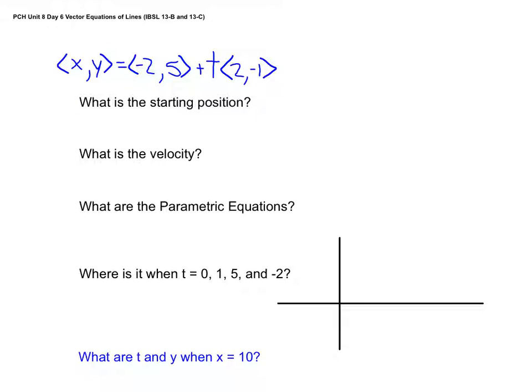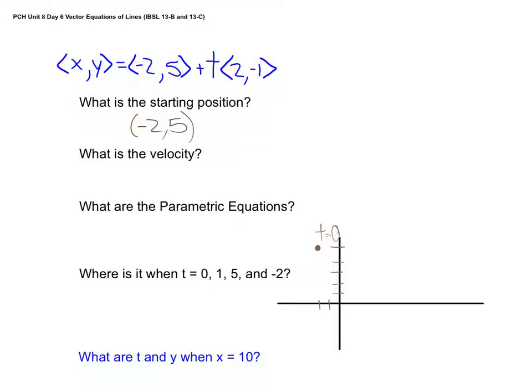So, let's start with 1 and 2 dimensions, just to see this and break it down a little bit. We'll also see what we can do with some of these. First of all, if we have the vector equation xy equals negative 2, 5 plus t times 2, negative 1, where is our starting point? Yes, the point is negative 2, 5. So I could graph this down here, negative 2, 1, 2, 3, 4, 5. And that is when t equals 0. There's our starting point.